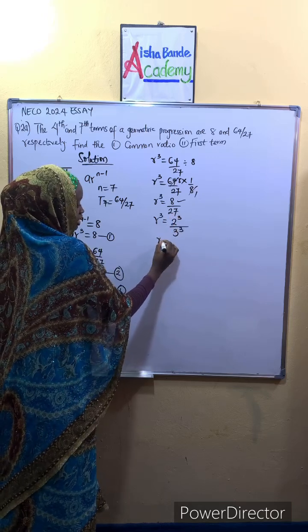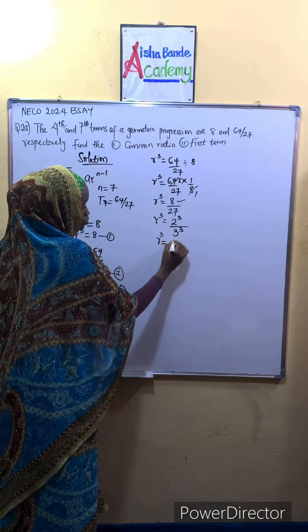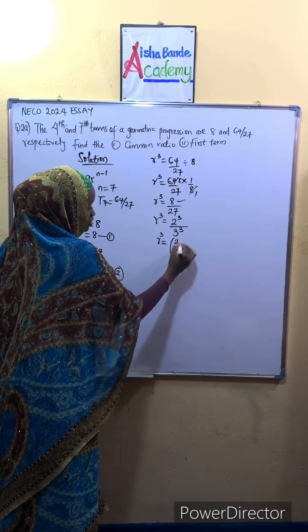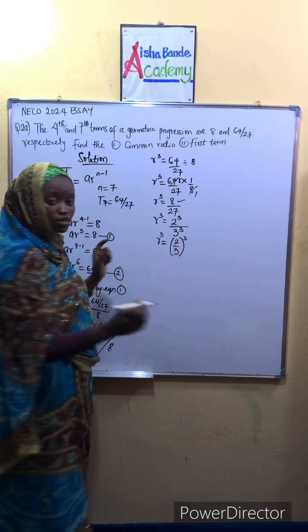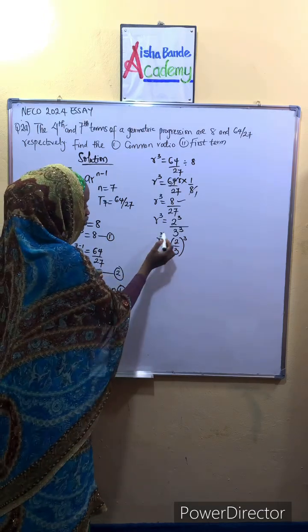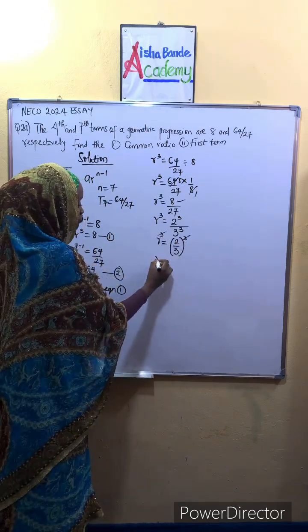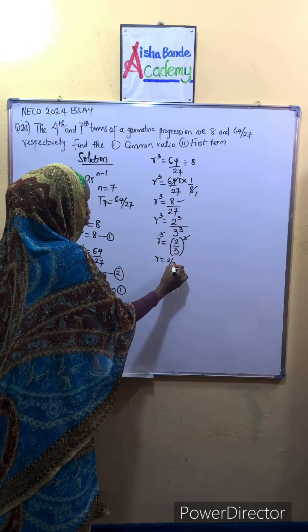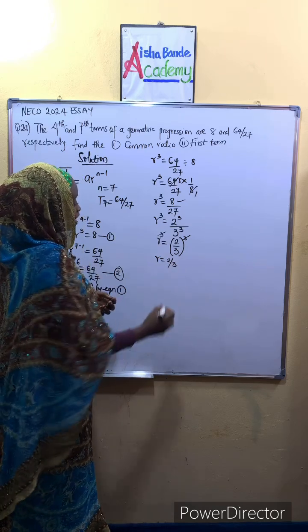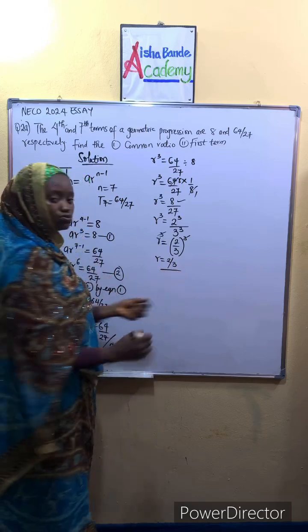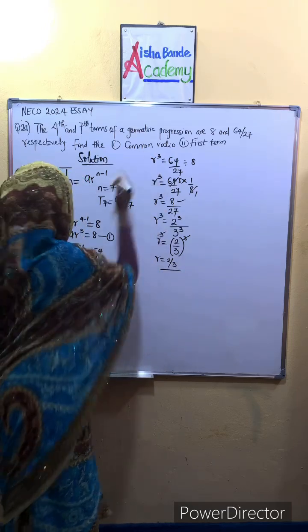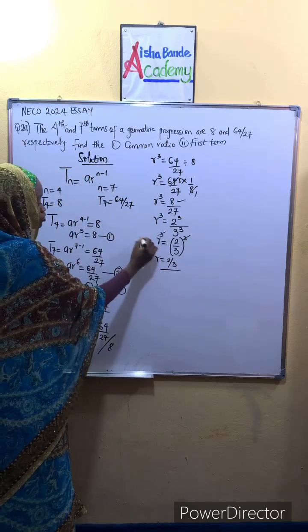So this is the same as saying r raised to the power of 3 is equal to 2 over 3 raised to the power of 3. So at this point here, the powers are the same, so they can cancel out. The powers cancel out, so we have r is equals to 2 over 3. And this is the value for the common ratio. This answers the first question, which is for the common ratio.